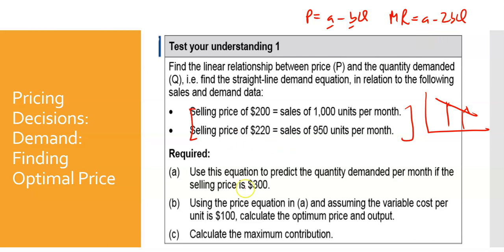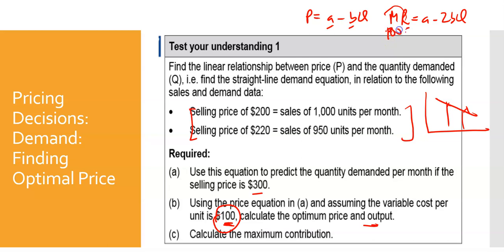And then you'll always be given the variable cost. Here they just want you to do a bit more and just to predict 300, which is fine. Once you have your equation, you can just plug in to find out what's going on at 300. And then you're given this, which is the big one, where you're trying to find out what's the optimal point, and when MC is equal to 100, that's definitely when MR is also equal to 100.